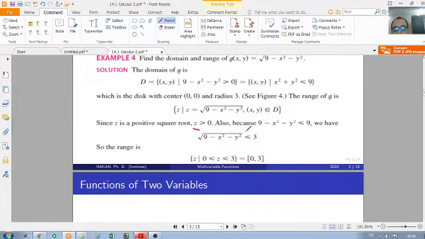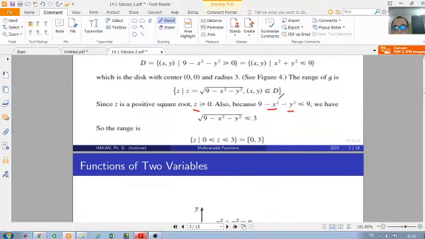And also we know 9 minus x squared minus y squared is always less than or equal to 9. Okay, because x squared is always a non-negative number, y squared is always a non-negative number, and we always have a non-positive number for minus x squared, and a non-positive number for minus y squared. 9 minus a non-negative value becomes a number at most 9. Therefore, when we take the square root of both sides of this inequality, we obtain that the square root of 9 minus x squared minus y squared is less than or equal to 3. Okay.